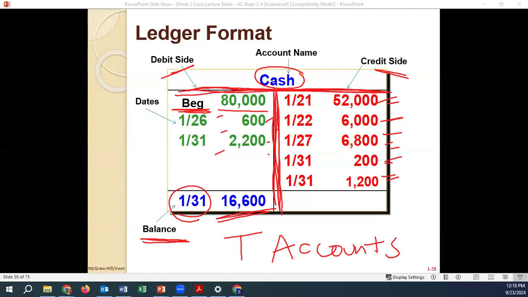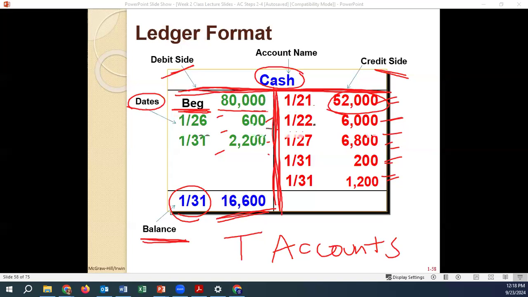The other thing I want to point out is the dates. Now, the dates are important because they allow you to cross-reference between the ledger and the journal entries. So for example, if I was looking at this ledger, the number that would stand out the most to me is probably this 52,000 because that's the biggest amount on there, way bigger than anything else. And so I might be wondering, God, that's a really large cash transaction. What did we buy for 52,000?